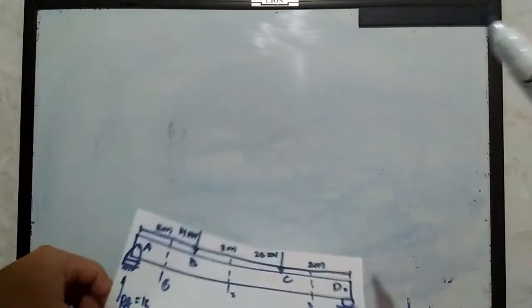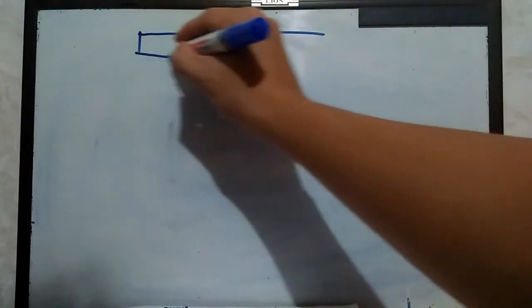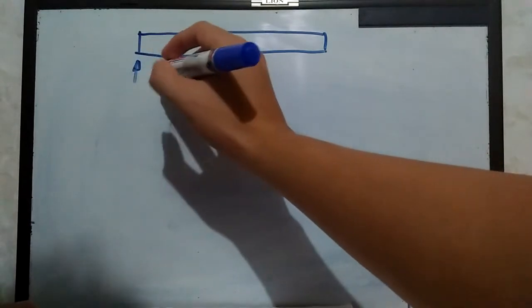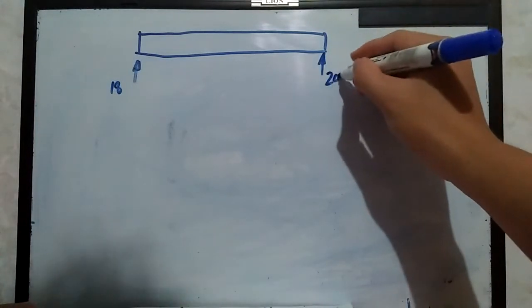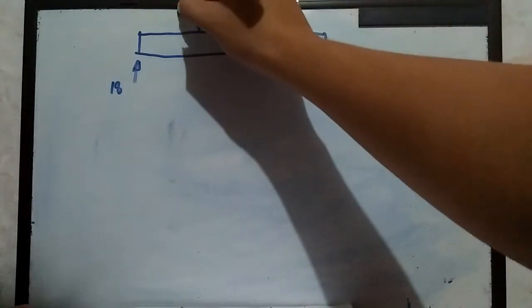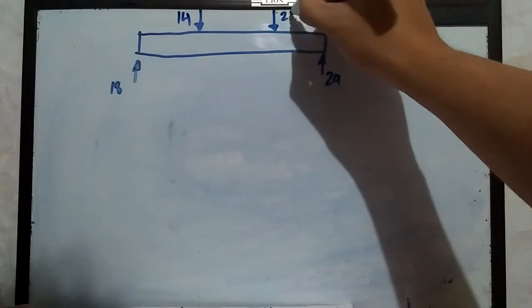Okay, so let's construct the beam as we have here in this sample. So this one is the whole beam. Then we have here R sub A equivalent to 18 kilonewtons. Let's just retain the unit. And for this one, we have 24 kilonewton. This one, we have 14 kilonewton. And this one is 28 kilonewton.